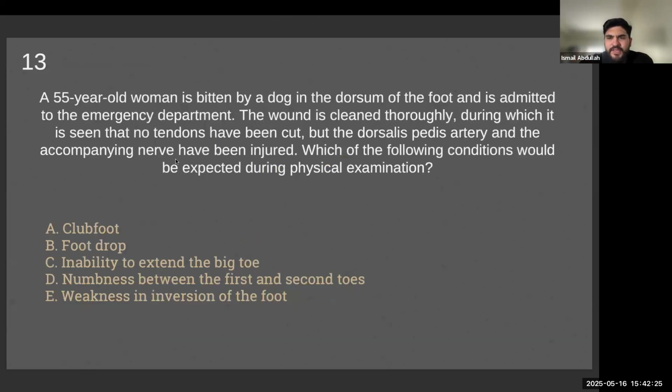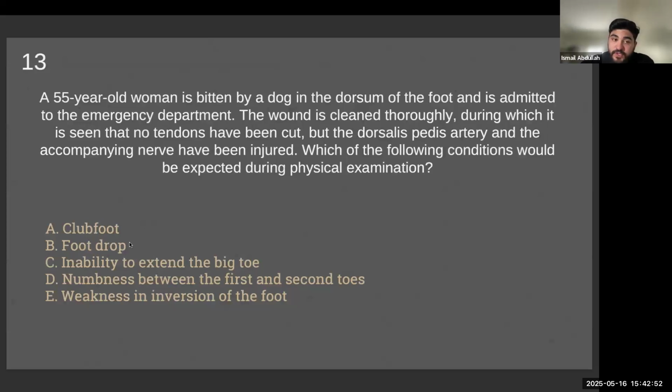Okay, so 14. Sorry, apologies for the number here. It's a 55-year-old woman bitten by a dog in the dorsum of the foot and admitted to the emergency department. The wound is cleaned thoroughly, during which it is seen that no tendons have been cut, but the dorsalis pedis artery and the accompanying nerve have been injured. Which of the following conditions would be expected during physical examination?